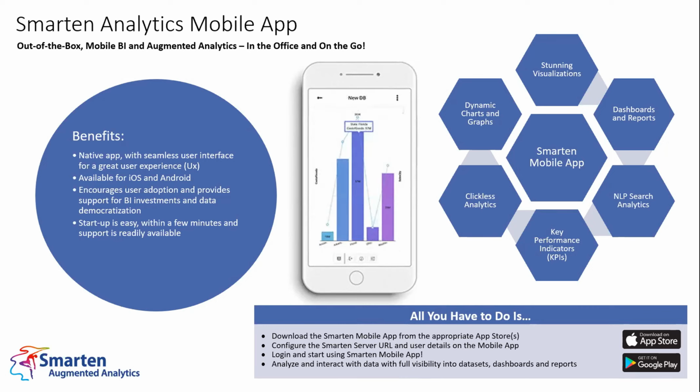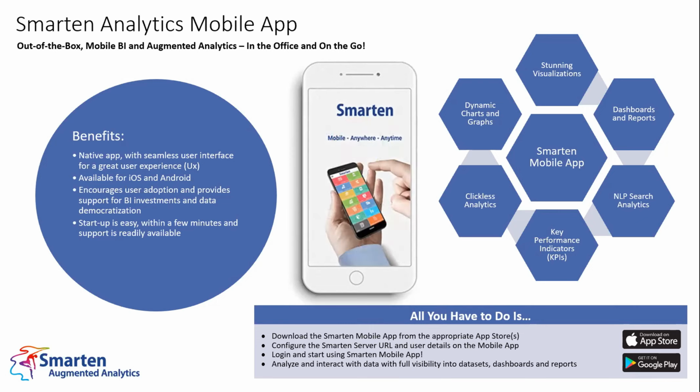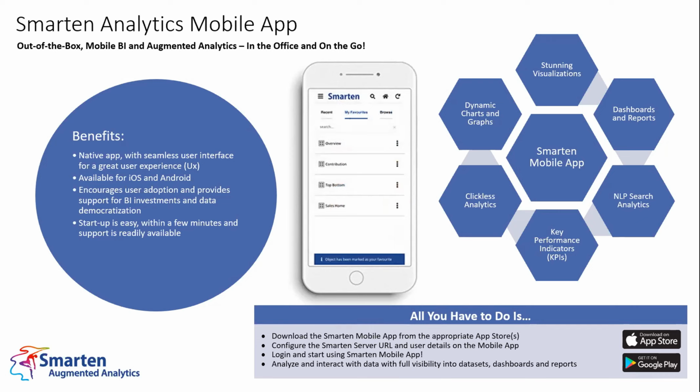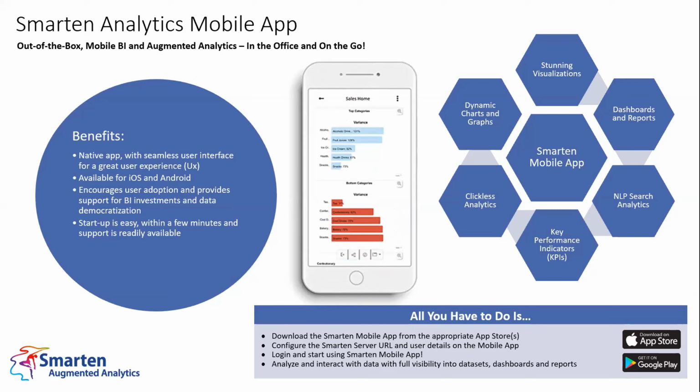Configuration is easy, just takes less than 2 minutes. You just need to download it from the App Store and configure the Smarten URL in the app, and we will show you those steps as well.